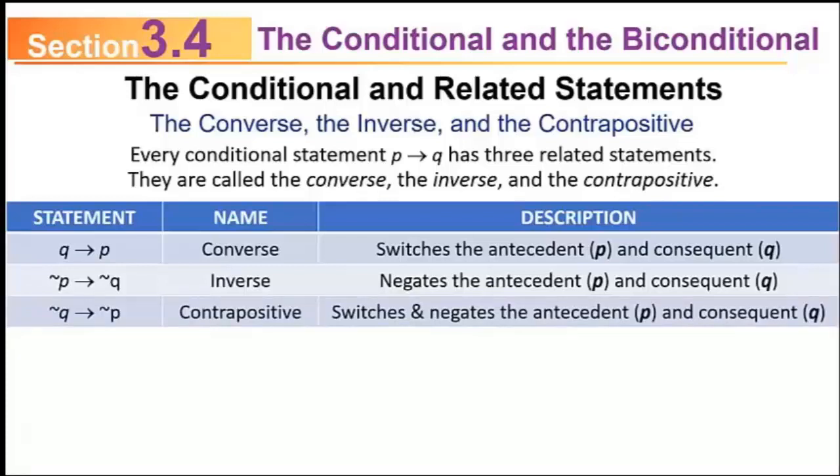It switches and negates. So if you start off with the statement P implies Q, to find the converse, you switch the P and the Q to get Q implies P. To get the inverse, you don't switch the P and the Q. Instead, you negate both of them to get not P implies not Q. And to get the contrapositive, you do both. You switch the P and the Q, and you negate both. The converse, the inverse, and the contrapositive.